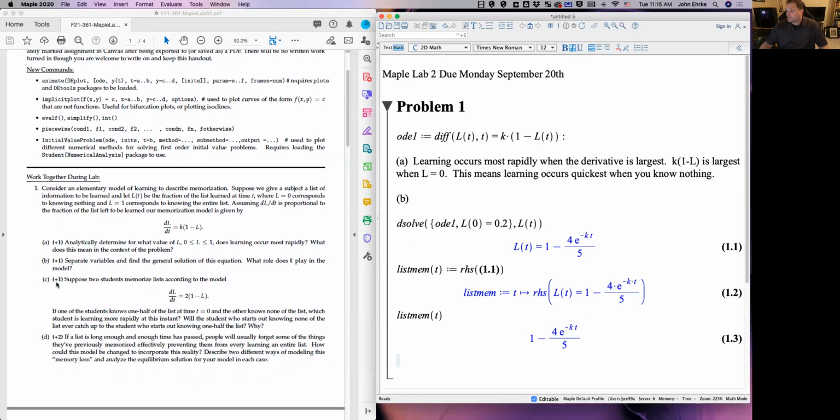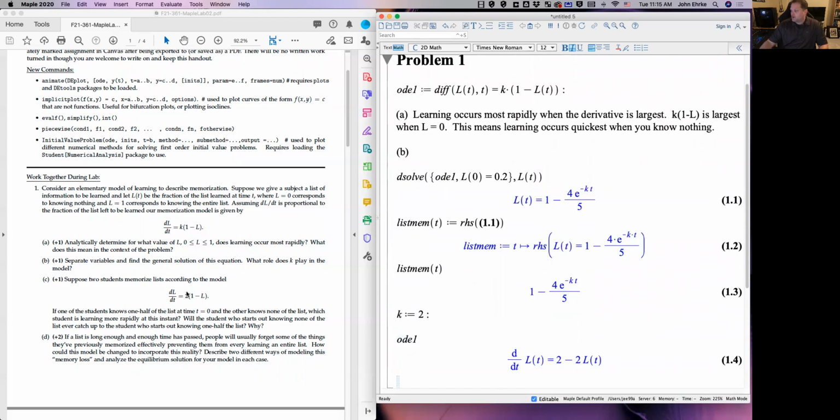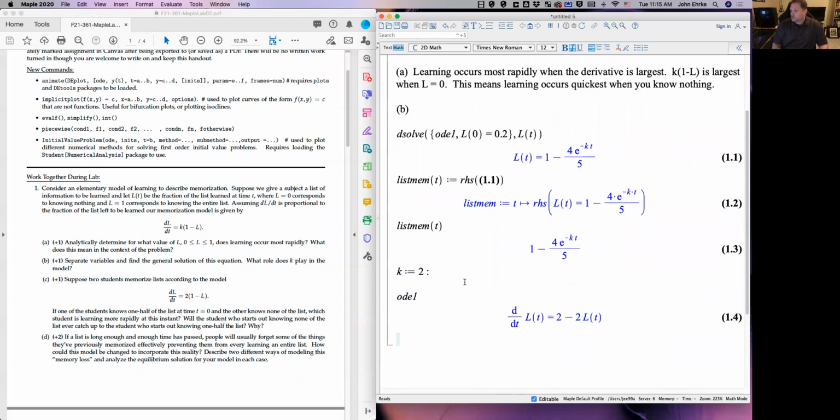So here on part C, we've actually specified a value of K. So there's no need to write a different differential equation for this. I just need to update the value of K. So I'm going to go in and say K is now 2. And you notice if I type in ODE1, it's already updated it with K equal to 2 in there. So now I can actually solve this thing and get something that's usable for me.